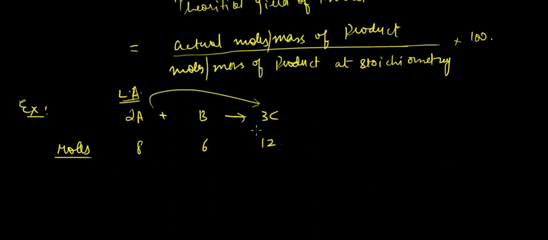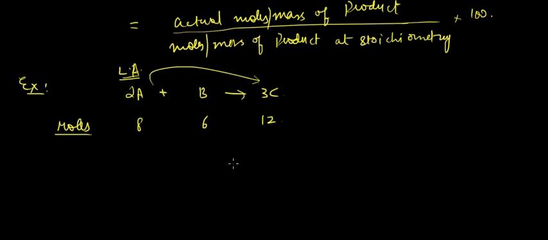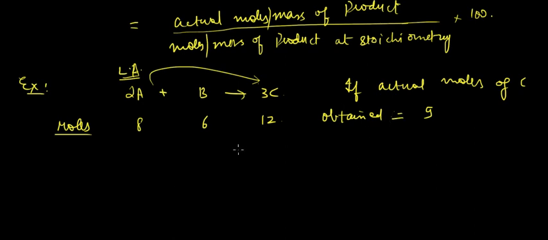So if the actual moles of C formed is 9, okay, due to some impurity or something else, some reaction happened with the atmosphere and some C was lost due to some accident. Okay, there are many real life scenarios in which industrial accidents can happen. So if the actual moles of C obtained were only 9, then percentage yield would be 9 over 12 into 100.